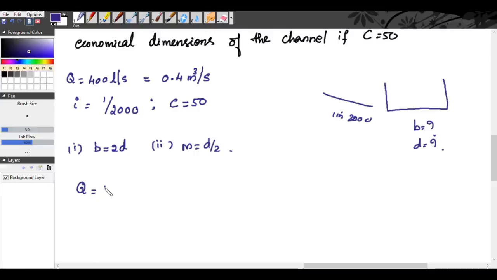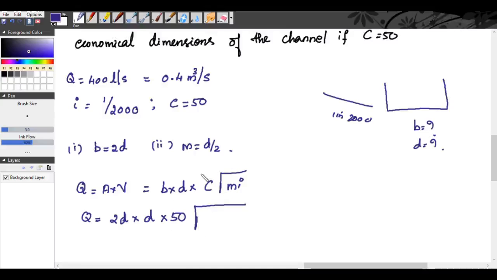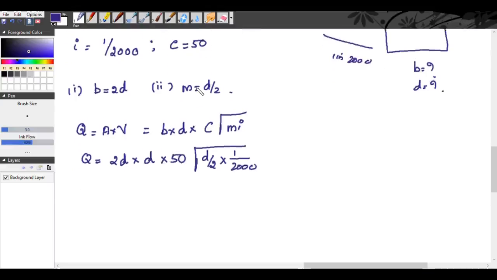So we know Q is equal to area into velocity. So area is B into D into velocity is C into root of mi. So Q is equal to, we don't know B. So first of all, I think we will find D. Okay, so B is equal to 2D multiplied by D into C is given as 50 into square root of m is, we know for the most economical condition it is D by 2 into i is given as 1 by 2000. So Q is given as 0.4 meter cube per second.